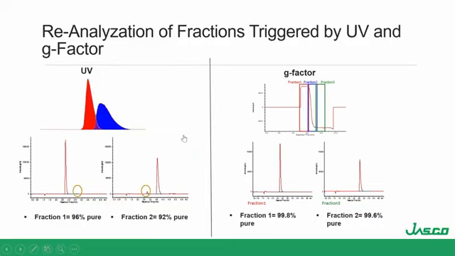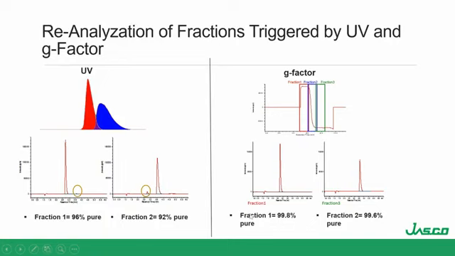So here's an example of a reanalysis of fractions triggered by UV and then also triggered by G factor. On the left-hand side, we have the UV trace. These start and stop times were picked manually, based on the UV chromatogram. If you look down here, fraction 1 was 96% pure, and fraction 2 was 92% pure.